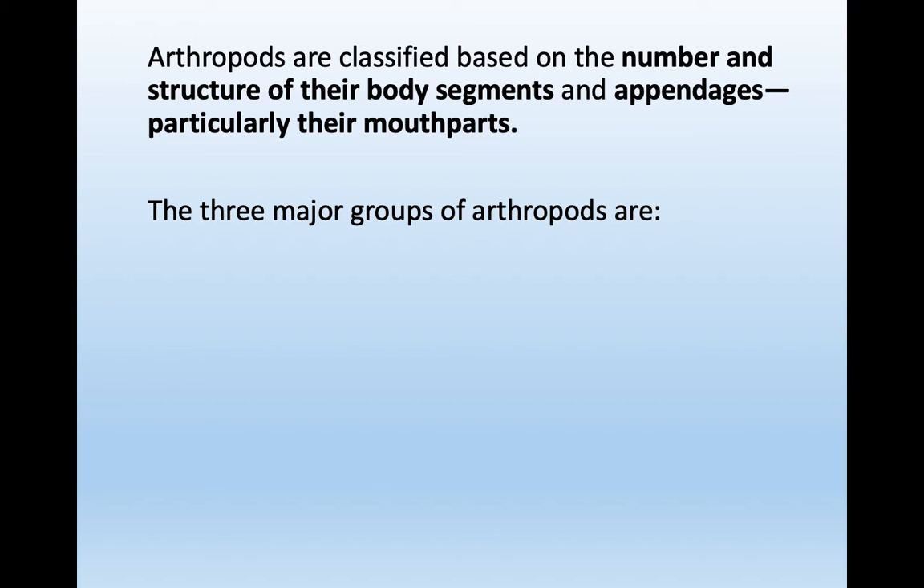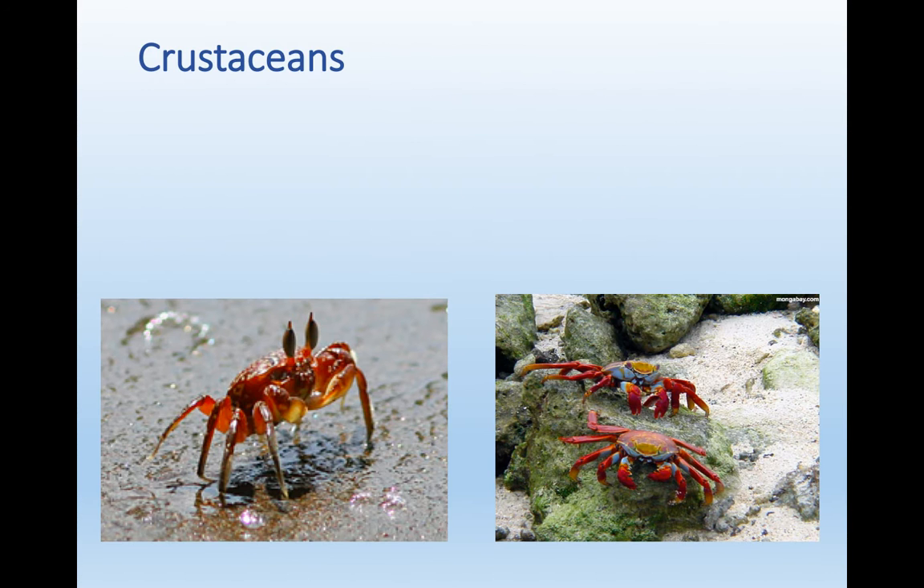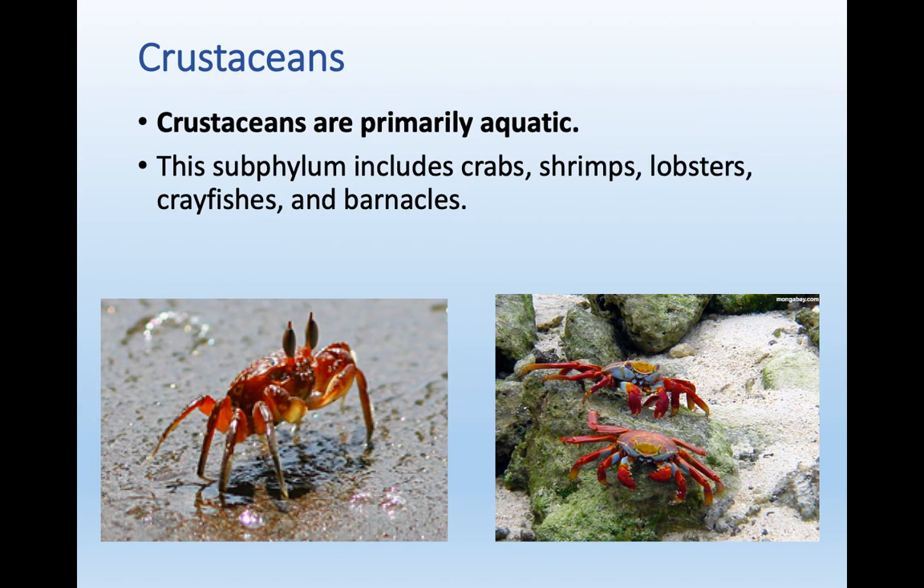Speaking of, let's list out those 3 major groups of arthropods. There are crustaceans, spiders and their relatives, and insects and their relatives. And we're going to look at each of these 3 main groups throughout the course of this set of notes. Let's start with crustaceans. Crustaceans are primarily aquatic. We can find them in both oceanic and freshwater, so saltwater and freshwater. A number of these include crabs, shrimps, lobsters, crayfish, or crayfishes, and barnacles.